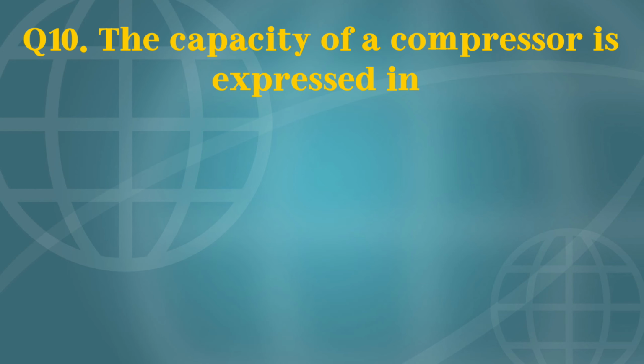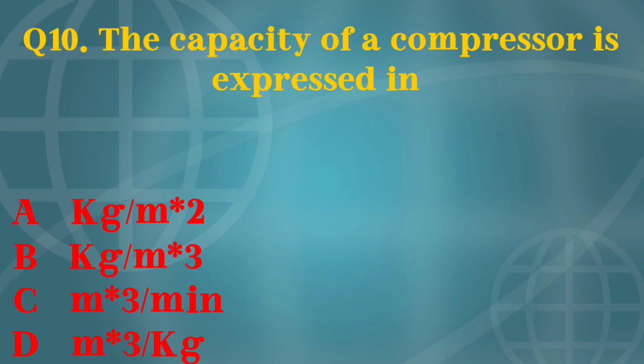Your question is, the capacity of a compressor is expressed in. Your options are kg per meter square, kg per meter cube per minute, meter cube per kg. Your right answer is meter cube per minute.